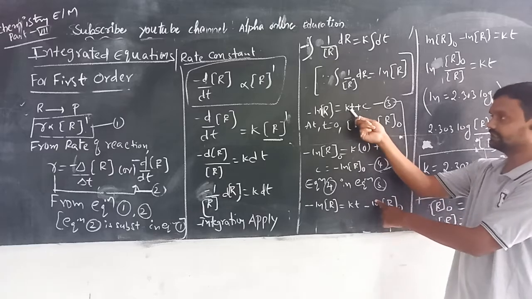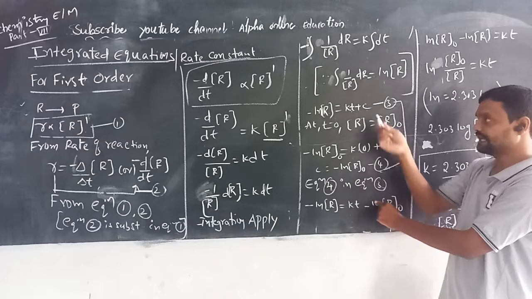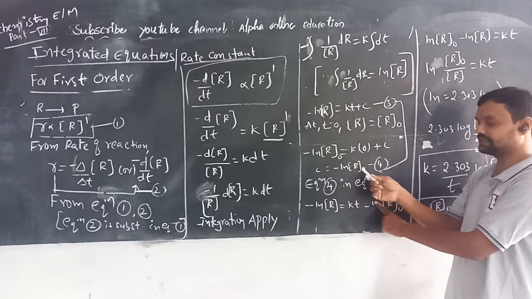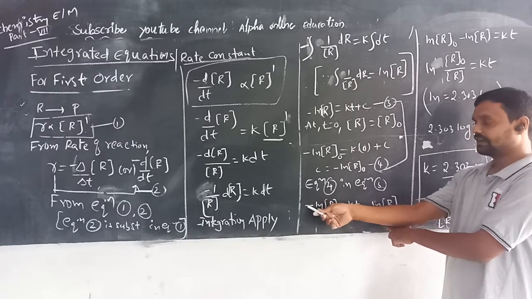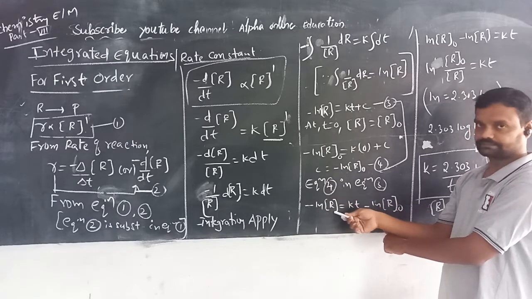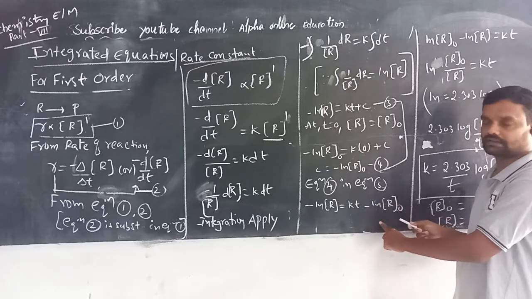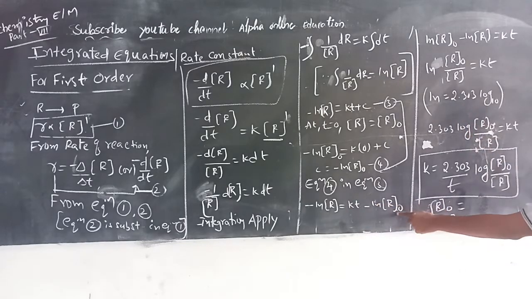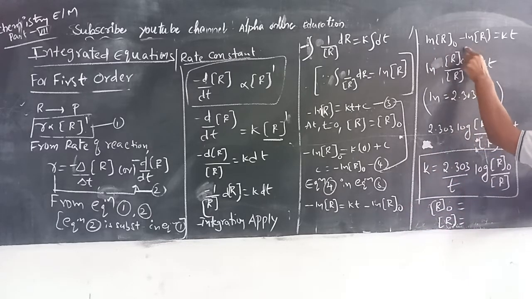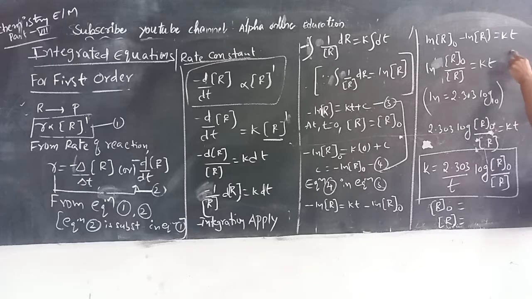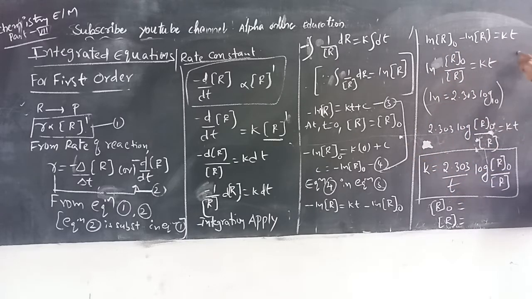Then in equation 3, Ln R is equal to minus KT plus C. In place of C we substitute minus Ln R naught. So equation 3 is converted to minus Ln R is equal to KT minus Ln R naught. Then this equation becomes Ln R naught minus Ln R is equal to KT.